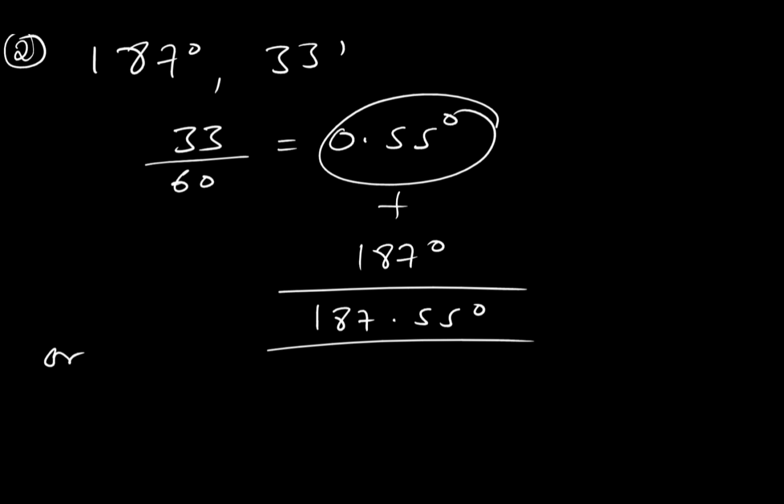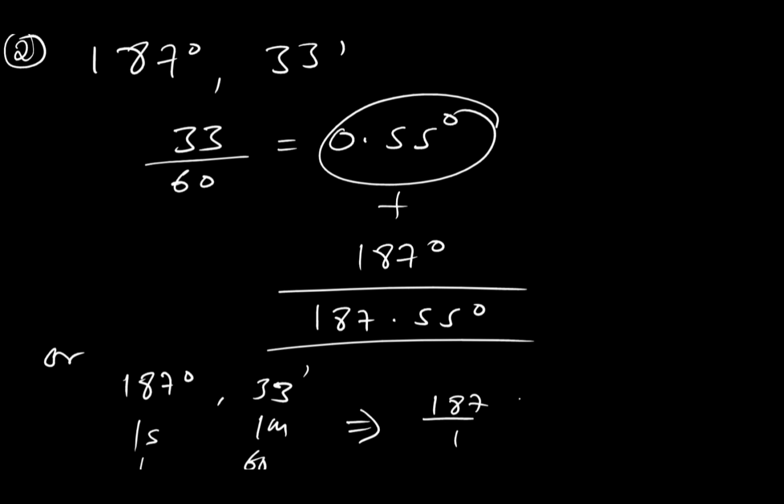This is the same as if you use that analogy, where this is 1 second, and this is a minute, so in 1 minute you have 60. So you just say 187 divided by 1 plus 33 divided by 60, which will still give you the same thing, 187.55 degrees. So this is basically how you go about converting degree, minutes, seconds to decimal degrees.